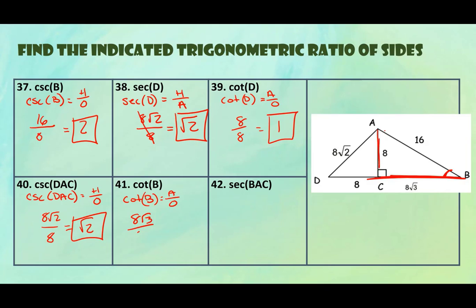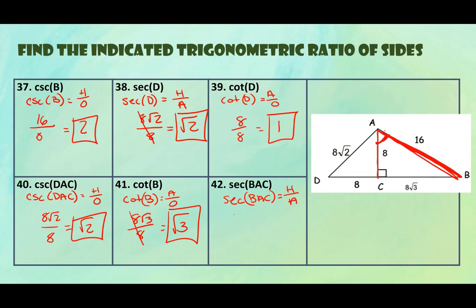And we're going to divide that by our opposite side, which is 8. So this will reduce down to the square root of 3. And last, but again, certainly not least, we're going to look at secant of BAC. We're going to start at B, go up to A, down to C, which means this is our angle right here. So remember that secant of BAC is equal to the hypotenuse over the adjacent side. So our hypotenuse is 16, and our adjacent side is 8. 16 divided by 8 is just 2.